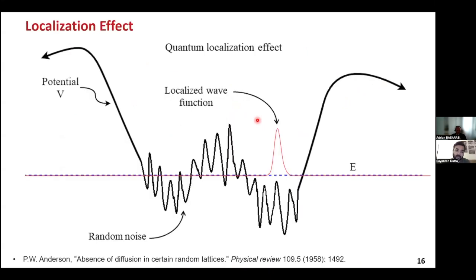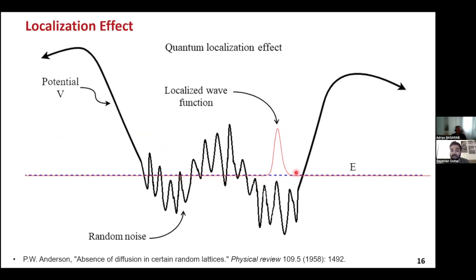Before going into that, there is another quantum effect called the quantum localization effect. This is mainly prominent when we have random noise in the system, for example, a noisy image in our case. So when we have a random fluctuation in the potential, the wave function is not spread over the whole space. Instead, the wave function is localized into a particular region in the space.